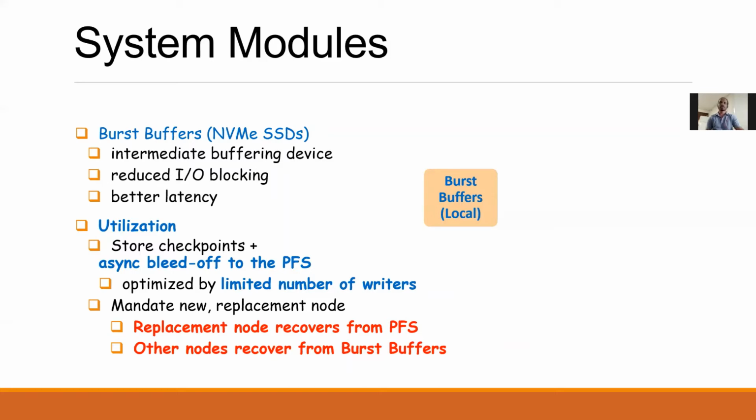We also optimize this process by limiting the number of writers on a single node. Further, we optimize the recovery process by mandating the new replacement node to recover the checkpoint data from the parallel file system, while other nodes recover the checkpoint data from their burst buffers.